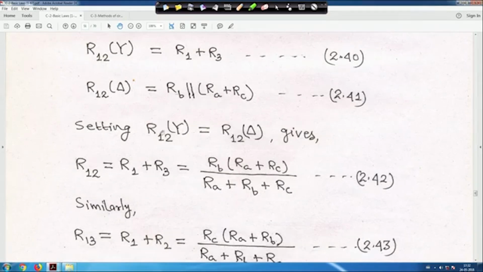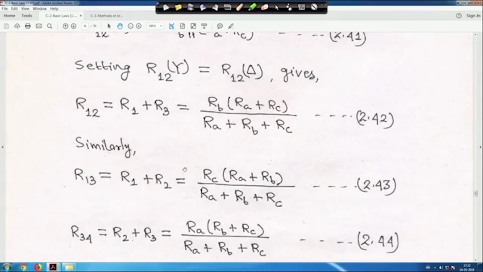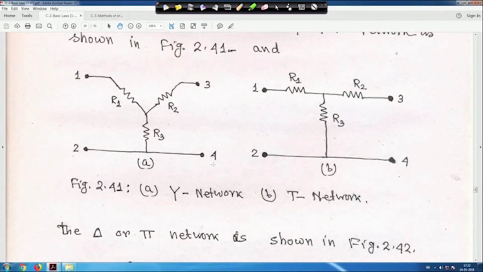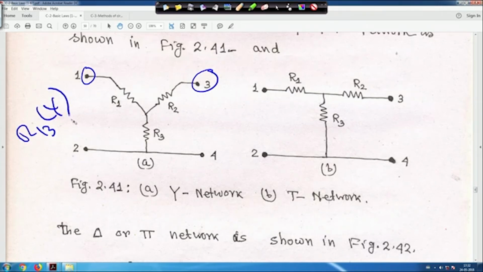Similarly, when you get your R13, you come to this circuit. This is 1 and this is 2. When you try to find out R13, for star, it is basically nothing but R1 plus R2, because the other side nothing is there, open. So it is R1 plus R2. This is your R13 for star.